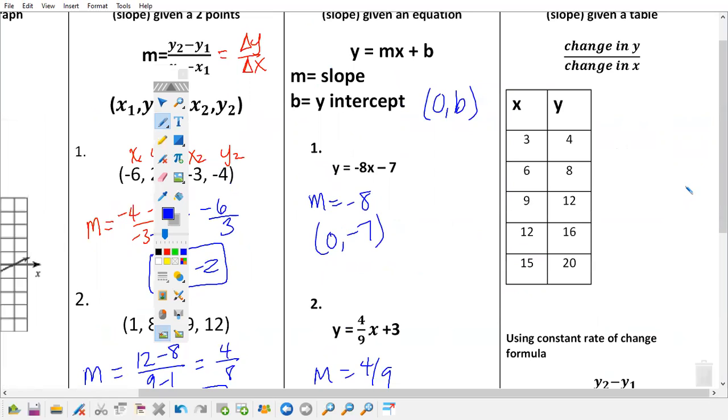All right, last but not least, the last format of finding constant rate of change, aka slope, is from a table. So when you're looking at a table, you are comparing the change in the y's to the change in the x's. So how did I go from 4 to 8? Plus 4. How did I go from 3 to 6? Plus 3, right? I go from 8 to 12. Plus 4. How did I go from 6 to 9? Plus 3. How did I go from 12 to 16? Plus 4. And we see what's happening. So what's the slope of this table? M equals 4/3.